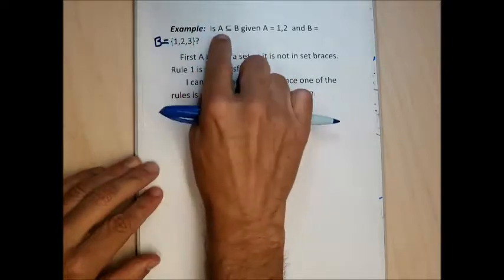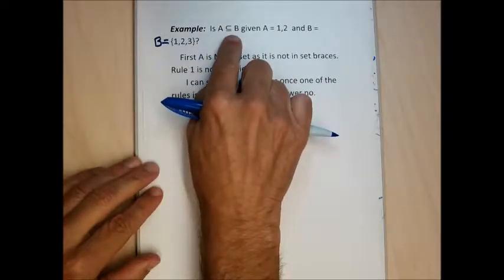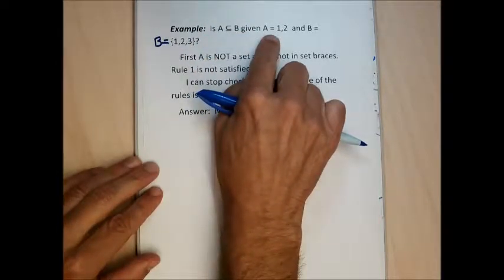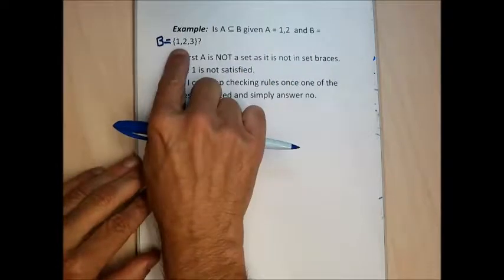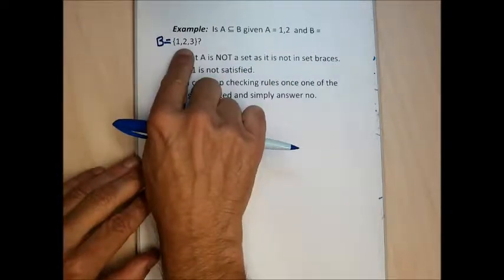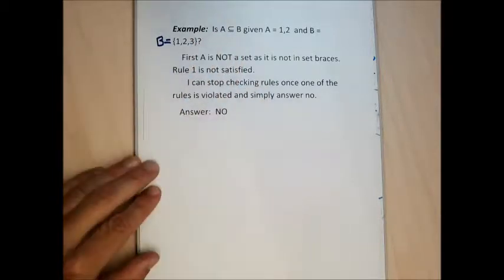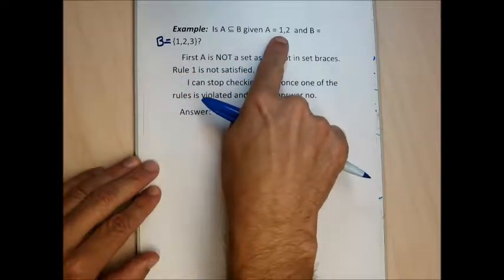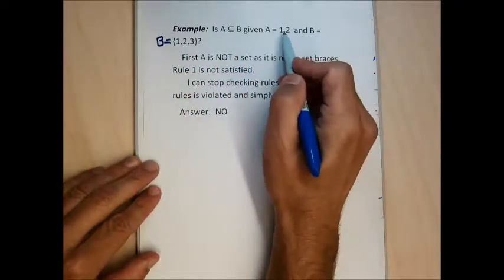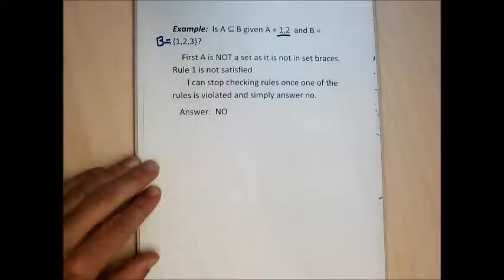And I ask the question, is A a subset of B, given A is the numbers 1 and 2, and B is the set containing the numbers 1, 2, and 3. So in order for A to be a subset of B, A has to satisfy two criteria. The first criteria is A has to be a set, and this is sneaky. Because the A isn't written in set braces, A is not a set.